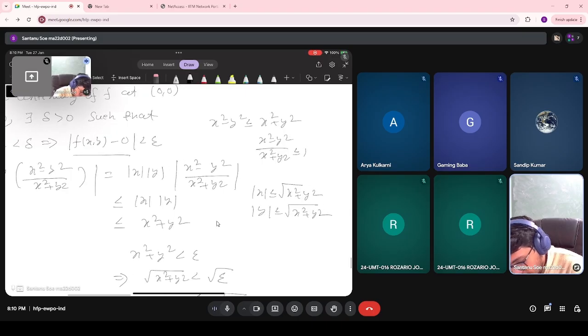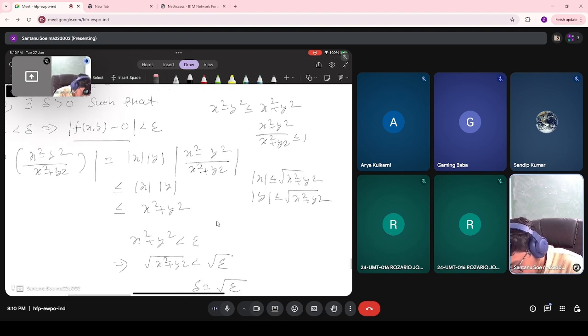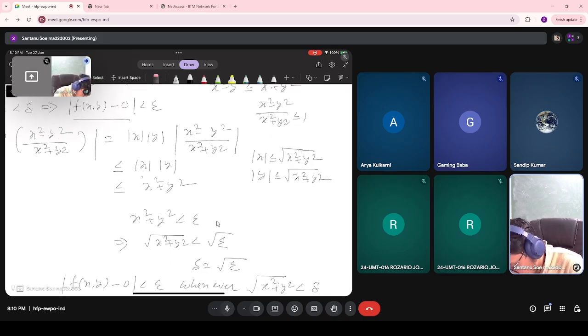Now again we know that mod x is less equals to square root of x square plus y square. Similarly for mod y. So this will be less equals to, sorry, this will be less equals to x square plus y square. Because this is mod of x square plus y square into mod of x square plus y square, so the square root gets cancelled out. It will be simply x square plus y square.